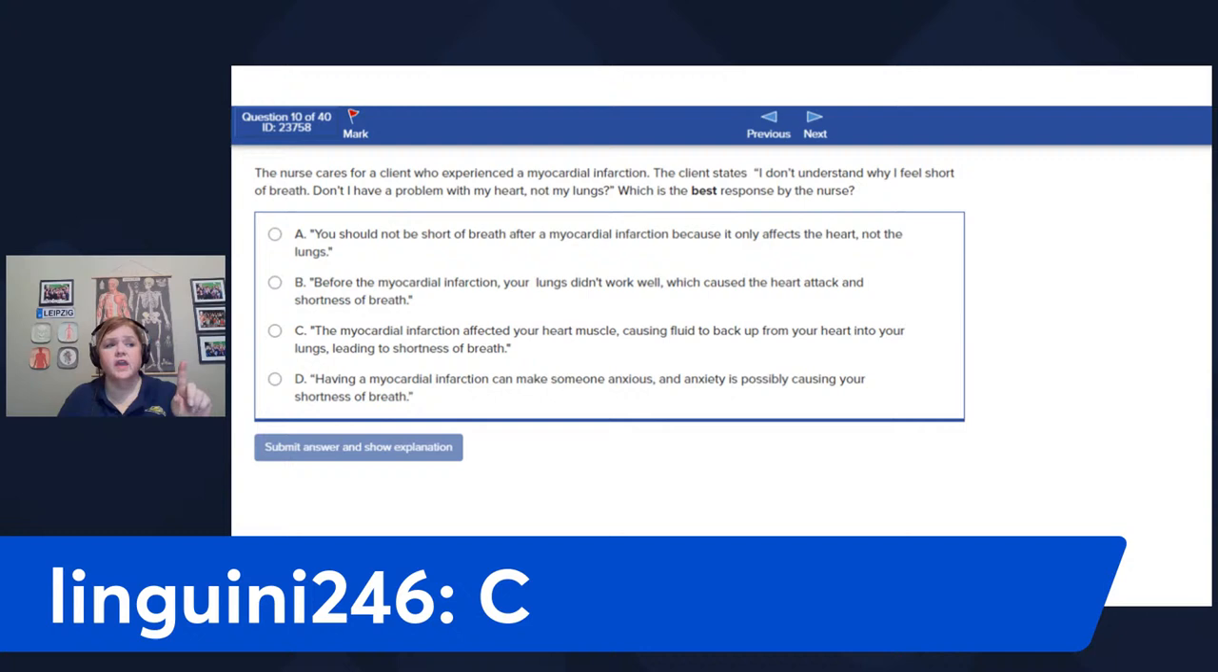A, you should not be short of breath after myocardial infarction because it only affects the heart, not the lungs. Okay. Well, myocardial infarction initially affects the heart, but we know, as we talked earlier, those two are right together, heart and lungs. That could be a problem.